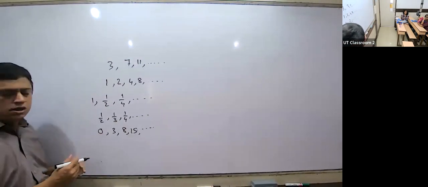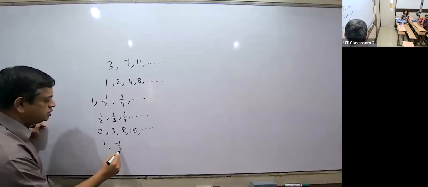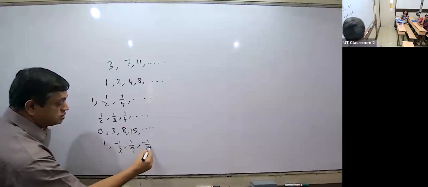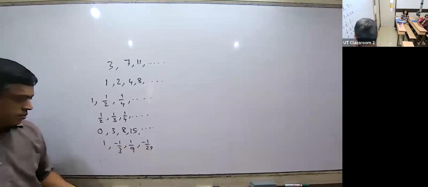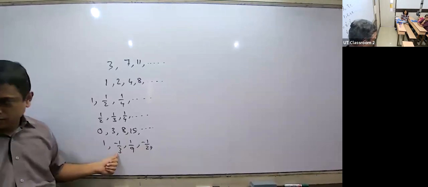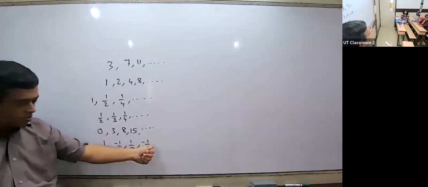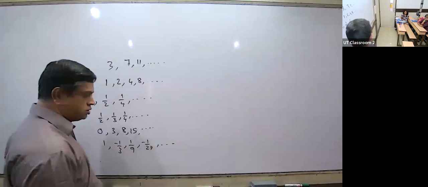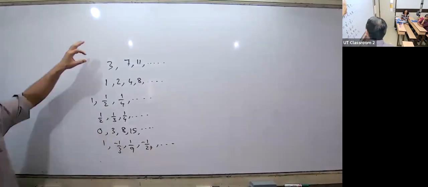Like if it is coming as 1, minus 1 by 3, 1 by 9, minus 1 by 27. Plus and minus can also be there. Are you following? Multiplying by minus 1 by 3, again multiplying by minus 1 by 3. So plus and minus in any order can be there. These are the patterns of numbers, and these are called its terms.